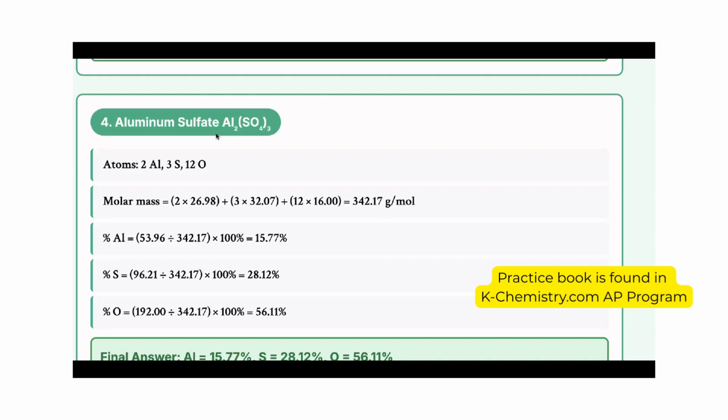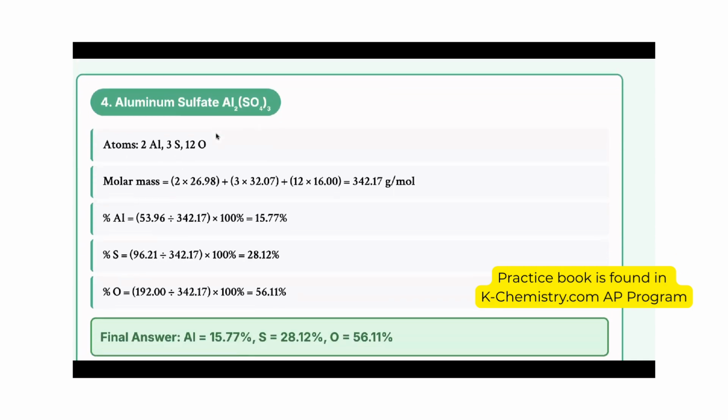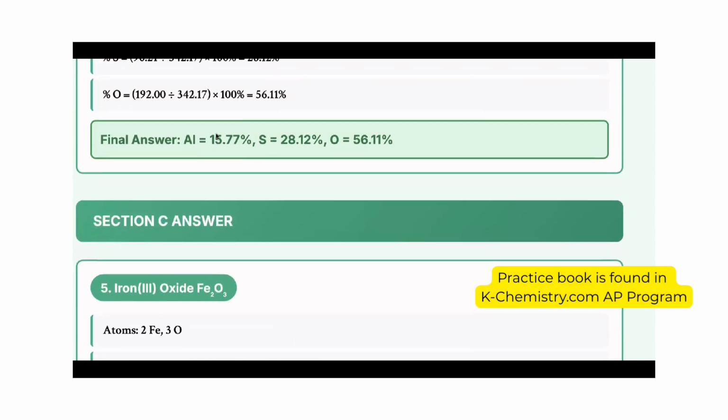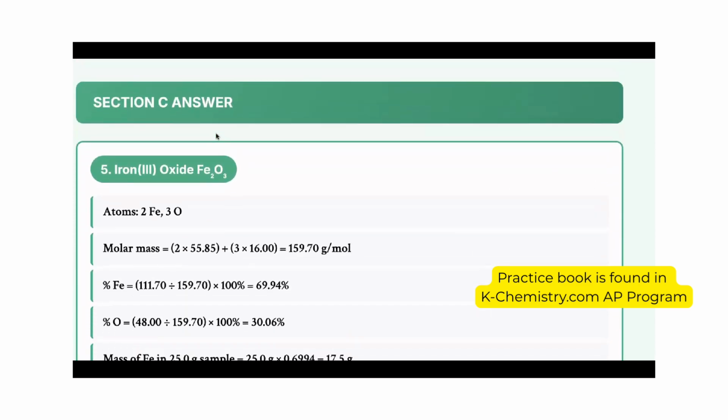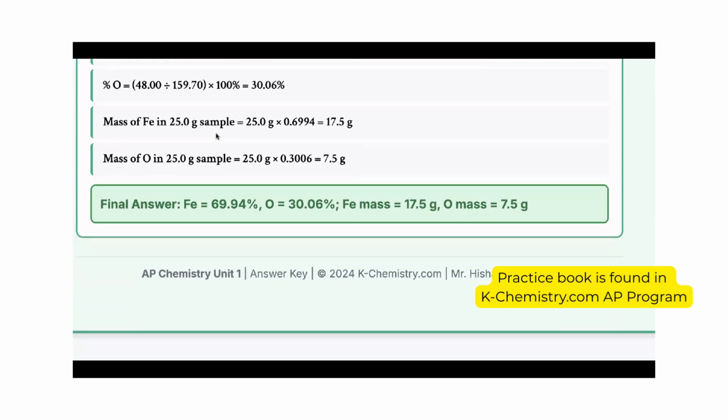Aluminum sulfate is the same thing. I will leave this for you. Try to put the answer in the comments and see if it's coming out correct or not. And look at the practice sheet because it will give you the exact details of how to answer the questions one by one. And our last example will be iron oxide. I will leave this also for you to practice, and the answers will be explained there.